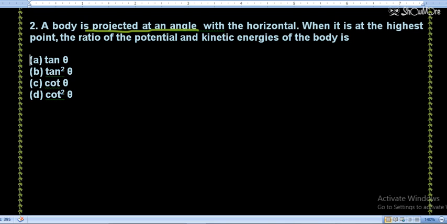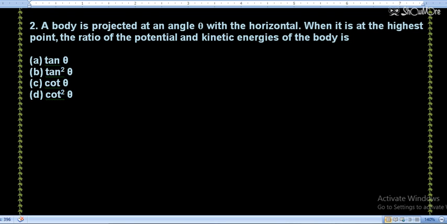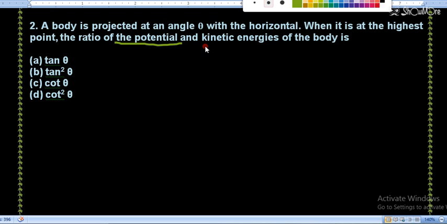So for the second question, here a body is projected at an angle theta. Write the angle theta here. So a body is projected at an angle theta with the horizontal. When it is at the highest point, what is the ratio of potential and kinetic energy of the body? So students, now we are going to discuss this question.